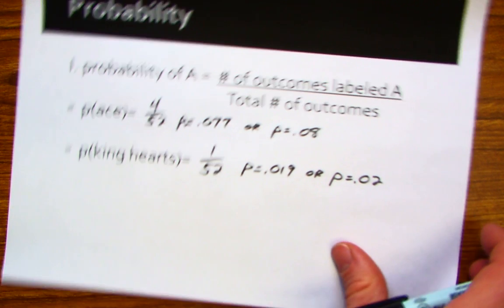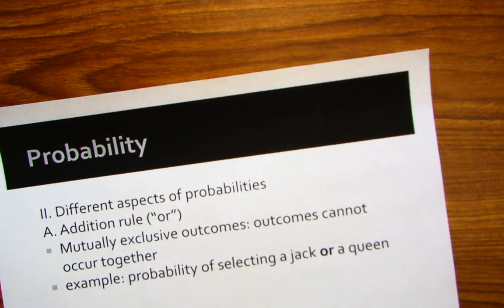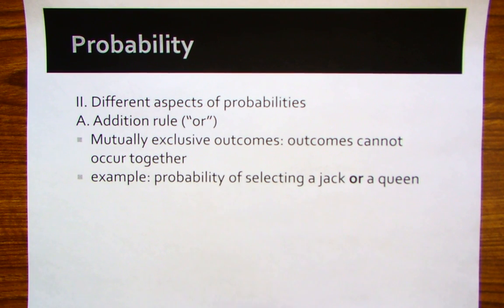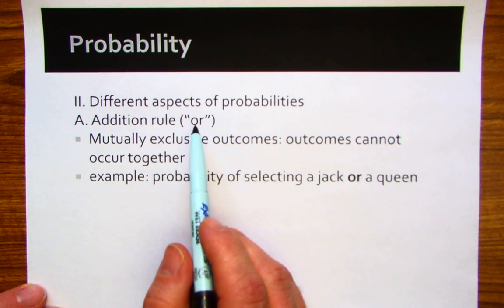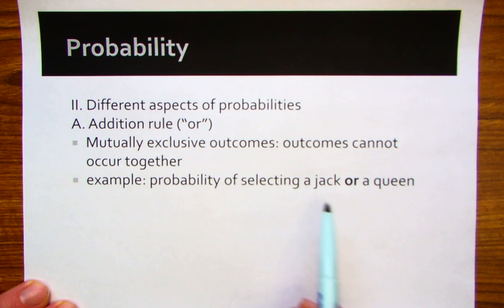Now what I want to talk to you about is 2 different rules that I want you to know as we work through problems. One is the addition rule. The little mnemonic device for that is when you see the word or, you know that we're using the addition rule. Addition rule, mutually exclusive outcomes: outcomes cannot occur together. An example of this is, what's the probability of selecting a jack or a queen? The or is in there, mutually exclusive, and this is the addition rule.